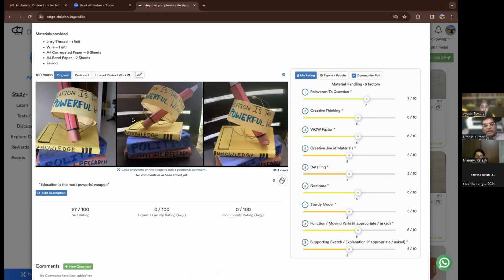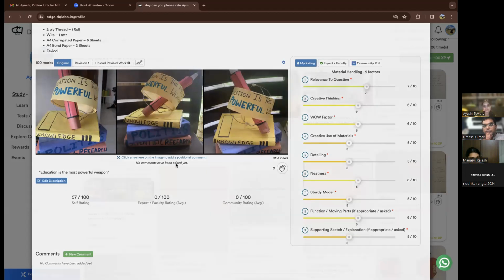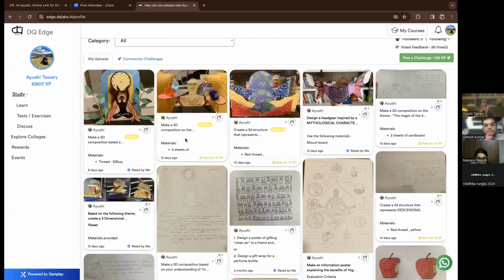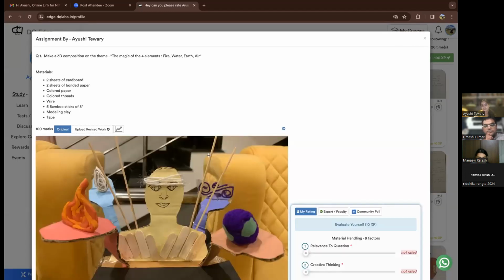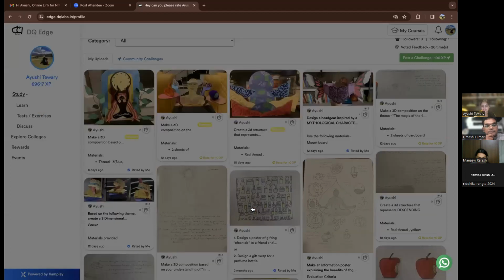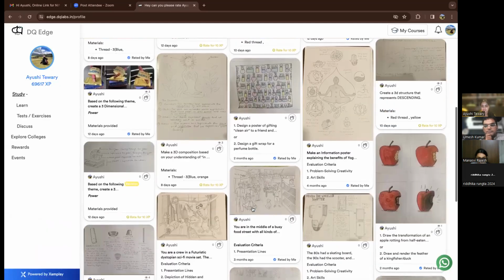So any other thing that you would like to show, which you want to get some feedback on? Another model that I made, actually, did not turn out how I wanted it to. So I'll show you the write-up. Just a minute.